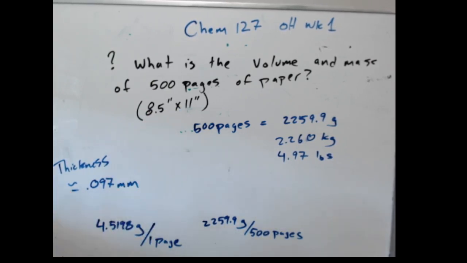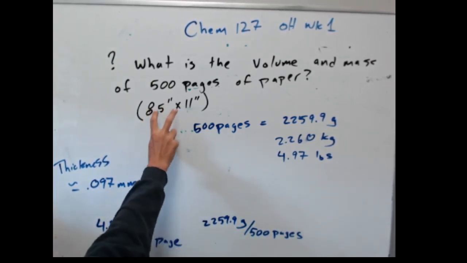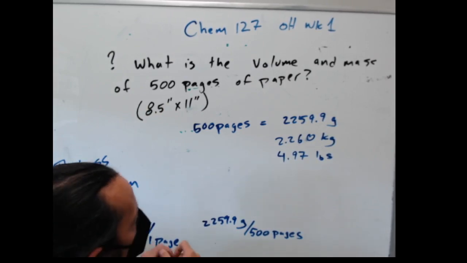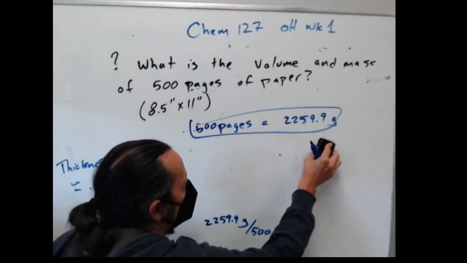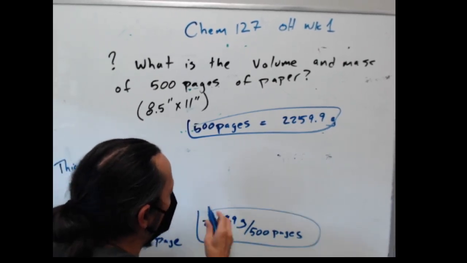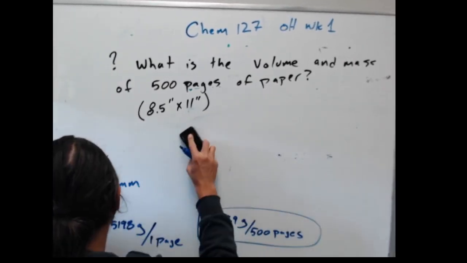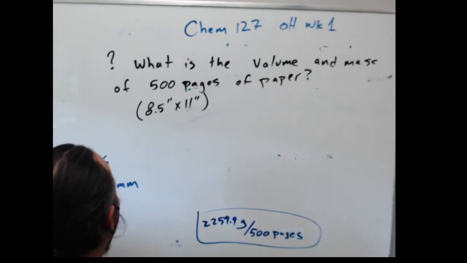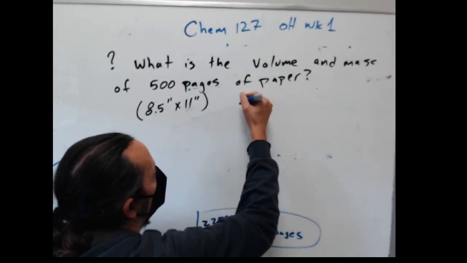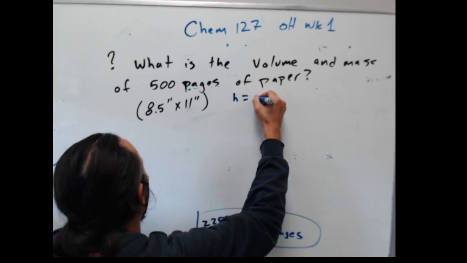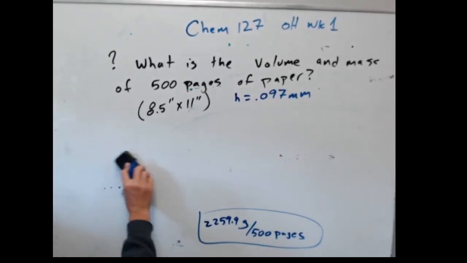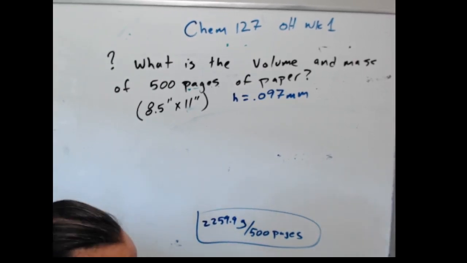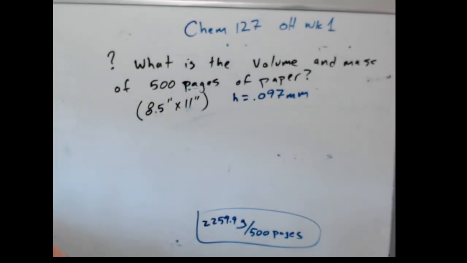Even though I had it in millimeters before, let's practice doing our conversions. I want to save this number here, so I'm going to box it so I don't accidentally erase it. Actually, I'll box this one at the bottom so I've got more space. Let's keep our thickness handy. I'll just call it height: 0.097 millimeters. Let's calculate the volume of a single piece of paper, and then the volume of an entire stack of paper.